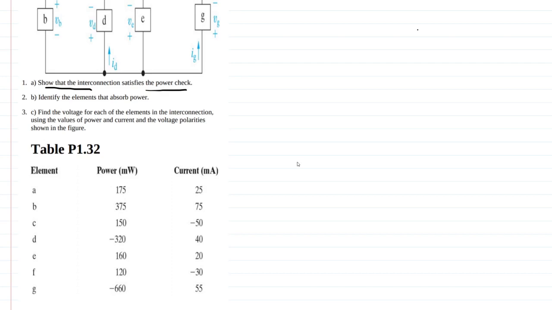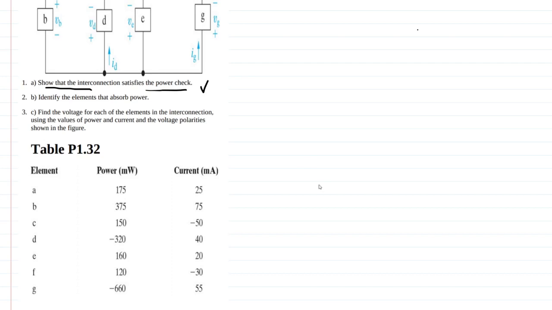Now, to save a little bit of time, I'm going to tell you right away, these equal 0 when you add them all together. So we know that this satisfies the power check. And to do that, all you have to do is put 175 plus 375 plus 150 minus 320 plus 160 plus 120 minus 660. Promise you that'll equal 0.